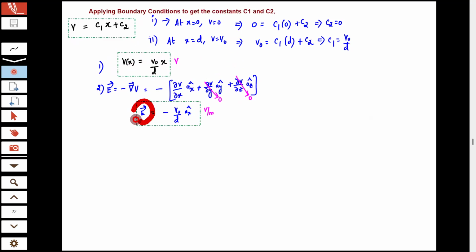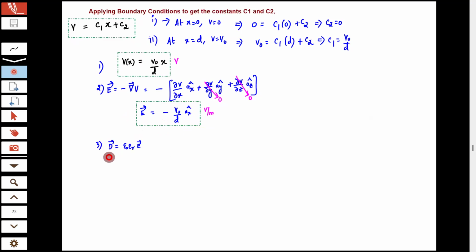Then we will get electric field vector as minus V0 by d, and the direction vector ax should be written as it is. The unit for electric field intensity is volts per meter. So this is the expression for electric field intensity in the region between two plates of the capacitor.